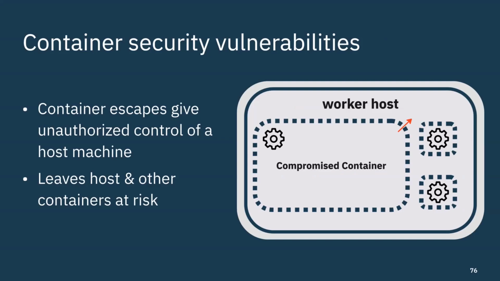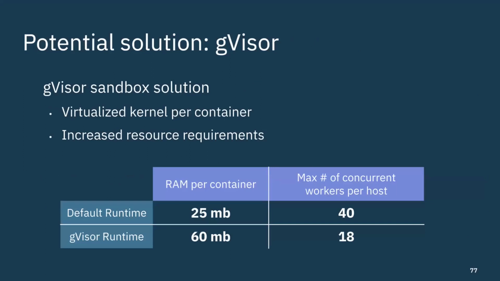For instance, one such attack could mount the dev directory of a host, giving an attacker control of a host disk and network devices. A common solution that guards against container escapes is gVisor. Its runtime provides each container with a virtual kernel. However, as you can see in the table below, the runtime severely diminished the number of concurrent workers that we could support at a given time. Kernel virtualization is expensive, and it more than doubles the RAM requirements for our containers.